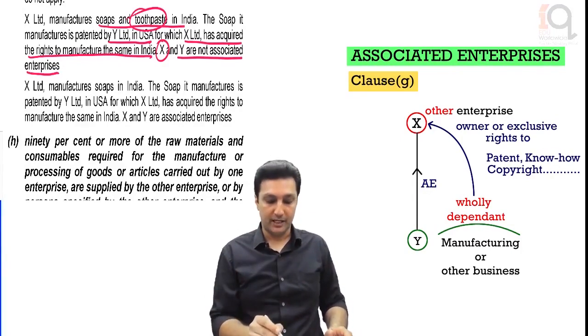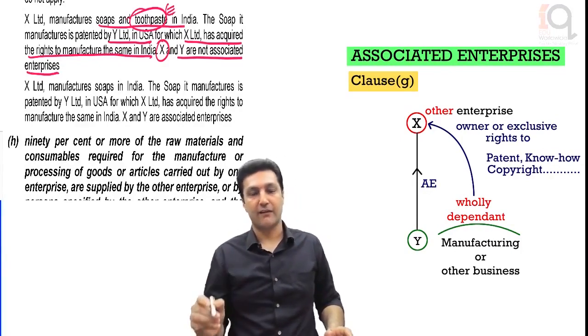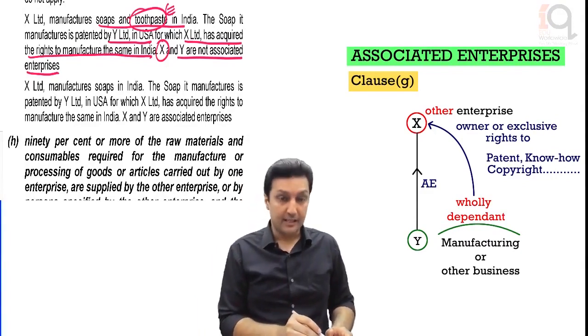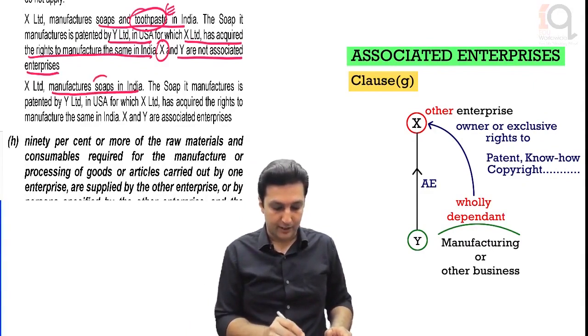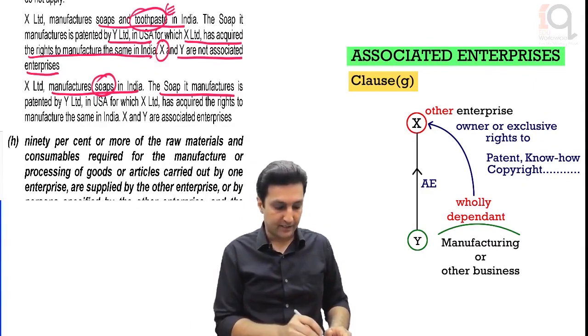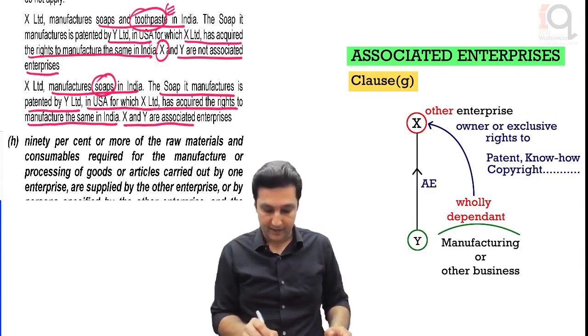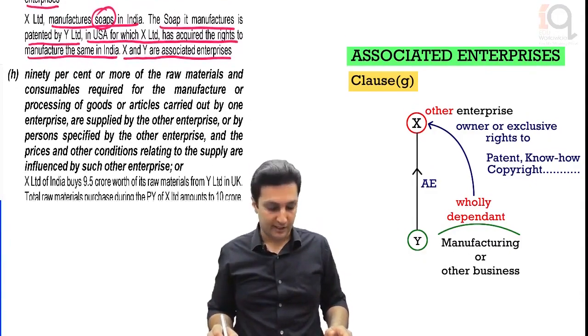Tomorrow it should not be a case where toothpaste is just added as a manufacturing line to escape the provisions of transfer pricing. Then it says X Limited manufactures soaps in India only, and the soap it manufactures is patented by Y Limited in USA, for which X Limited has acquired the rights to manufacture the same in India. X and Y of course are associated enterprises.